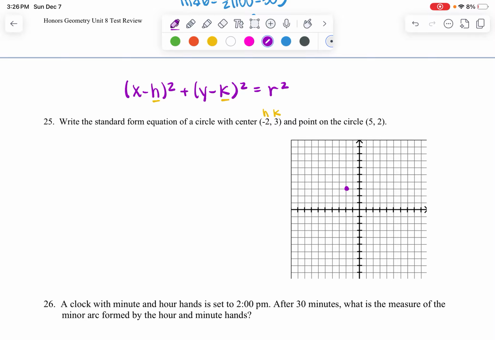And then another point on the circle is 5, 2. 1, 2, 3, 4, 5, 2. So we know our circle kind of looks like this. That's not a very good drawing, but you get the point. The cool thing is we already know the h, k, so I'm going to fill that in. x minus negative 2, so this will be (x plus 2) squared, plus y minus the k, which is positive 3, so I'm going to put a negative in there, equals, now we just need our r squared value. So we need to go find the r squared.